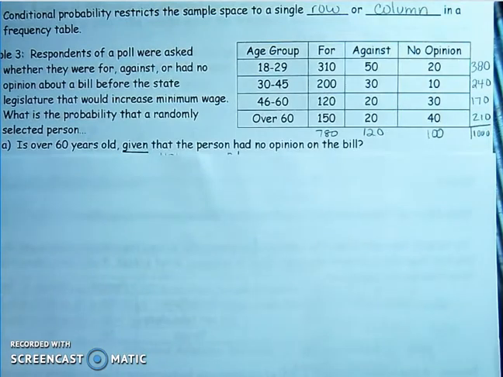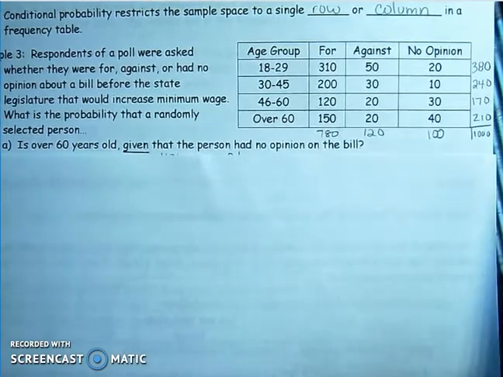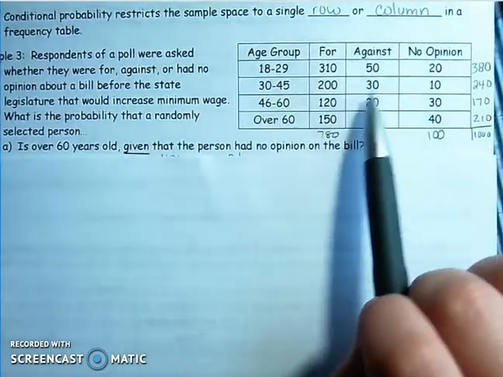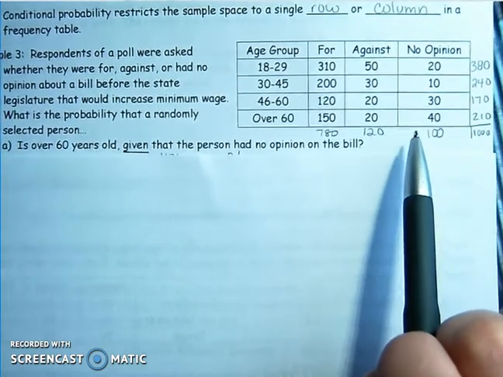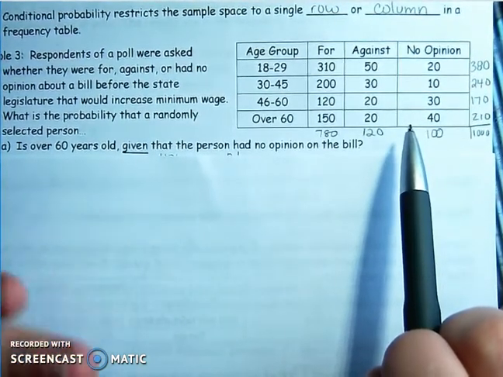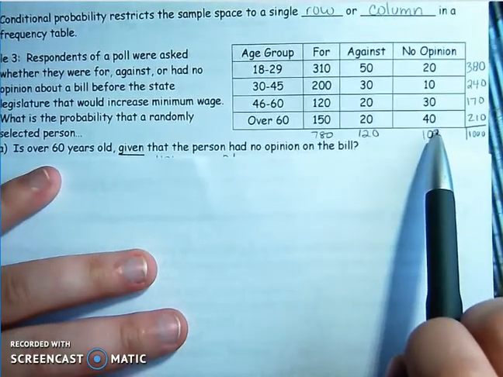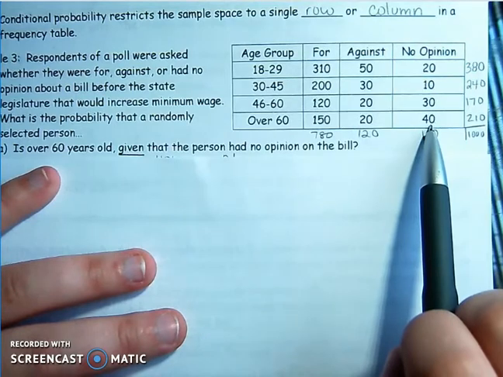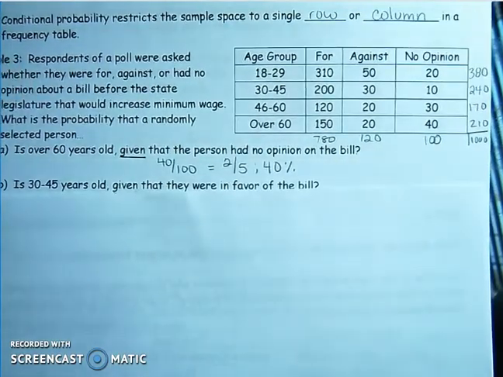So the first question asks, what's the probability that the person is 60 years old given that the person had no opinion of the bill? This idea of the word given, that they had no opinion of the bill, means I'm going to ignore everybody except for this no opinion column because I know they didn't care about the bill. So in this case, my denominator is 100. The fact that they are 60 years or older is 40. So 40 out of 100 would be my probability, which is 2 out of 5 or 40%.